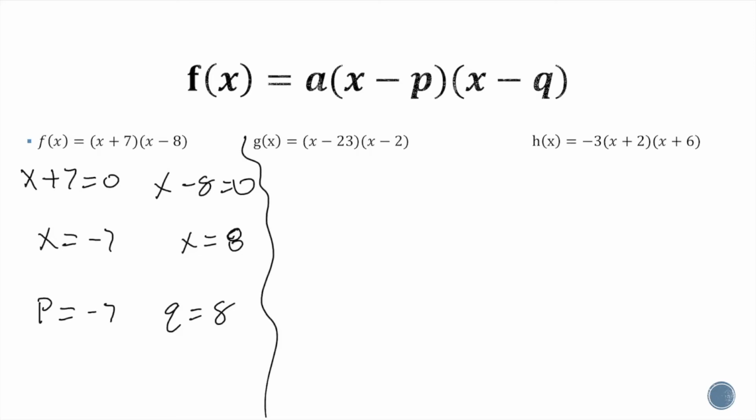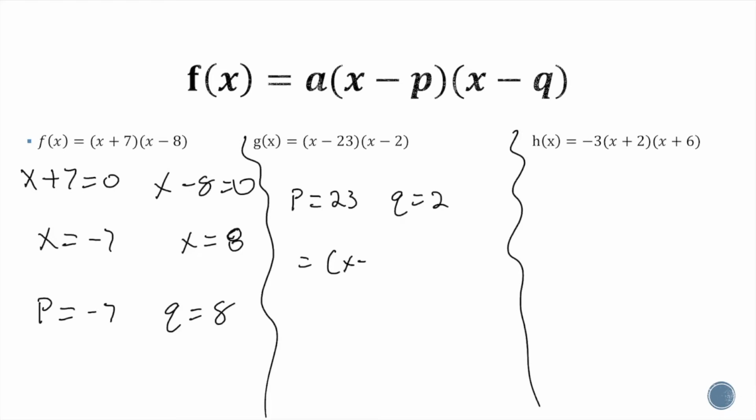And again, if you remember, you take the opposite signs because of what I just did. So I can basically skip the step and say p is equal to +23 and q is equal to +2. Again, just to clarify, the reason why is because there's a negative already in my equation.